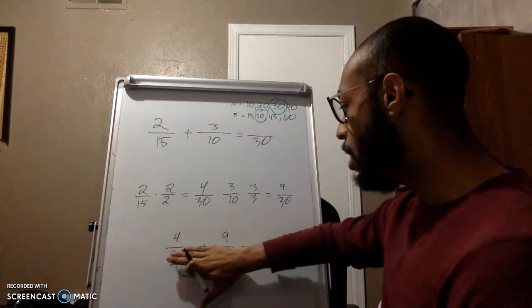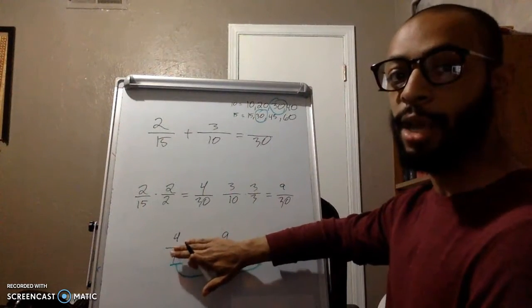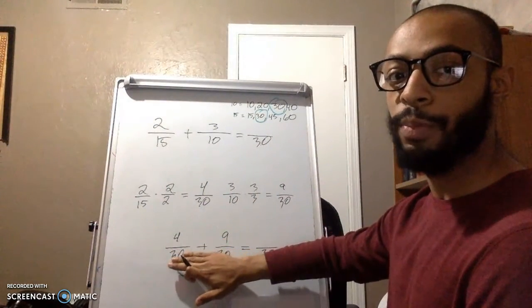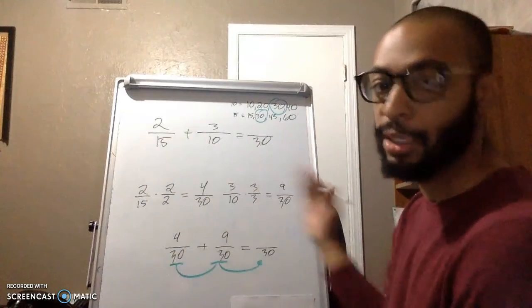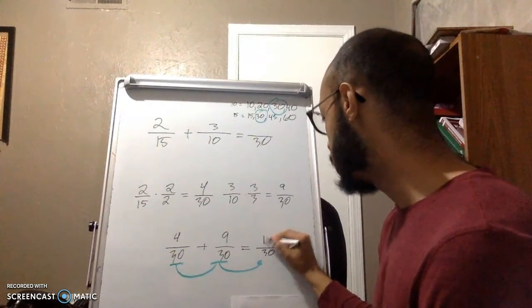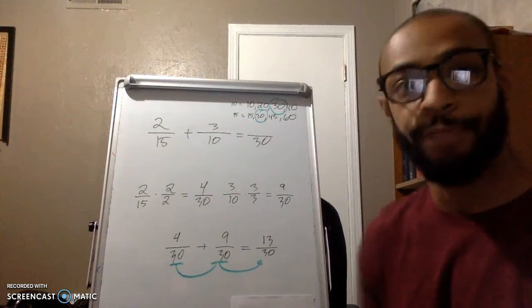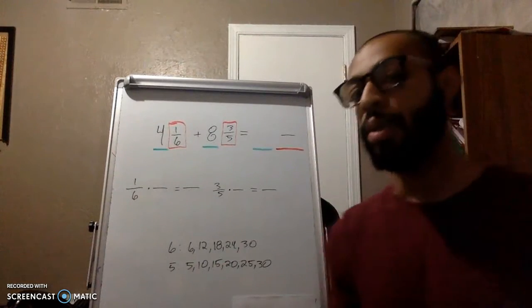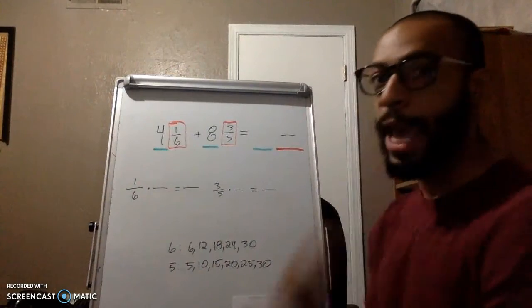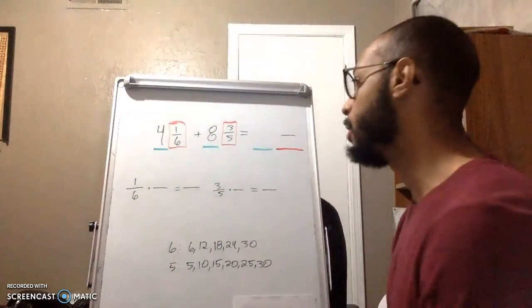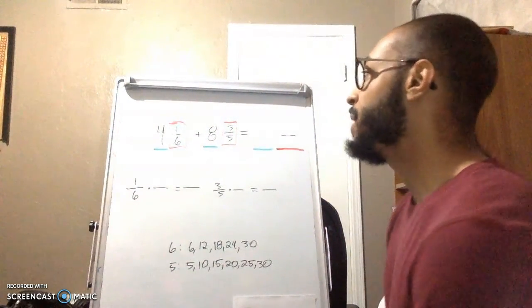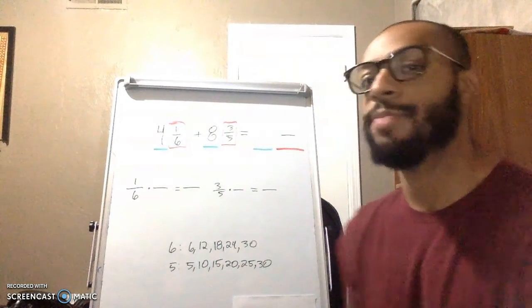And then all I have to look at now is the top, and I have 4 plus 9, and I know that one is just 13. So 13/30ths would be our answer. For our next one, we're going to add mixed numbers together. Now, in the case of mixed numbers, I want to keep the same thing like we've been talking.